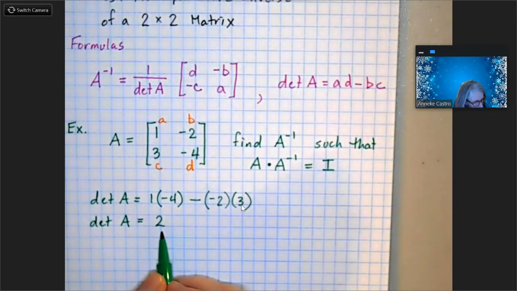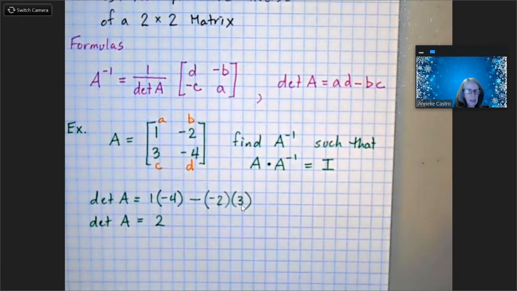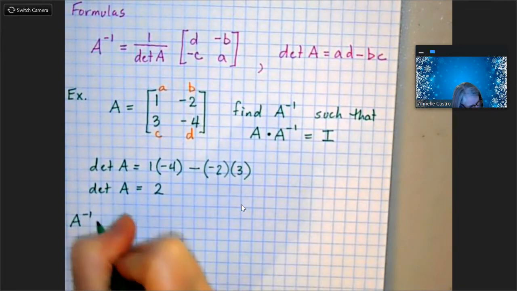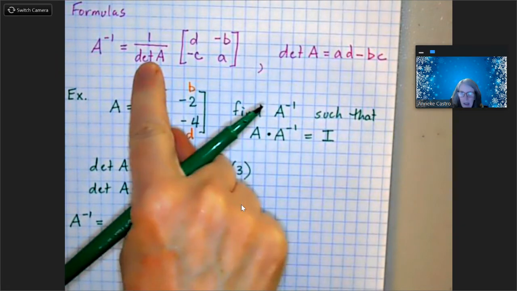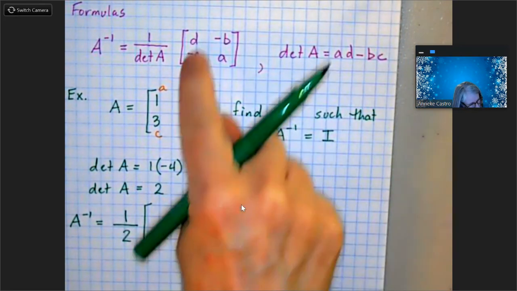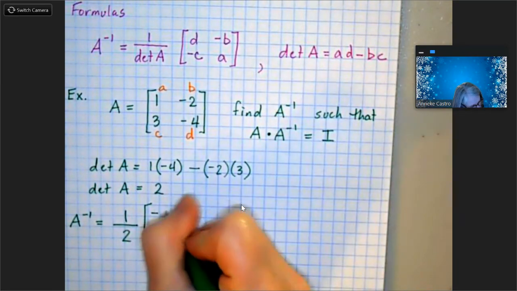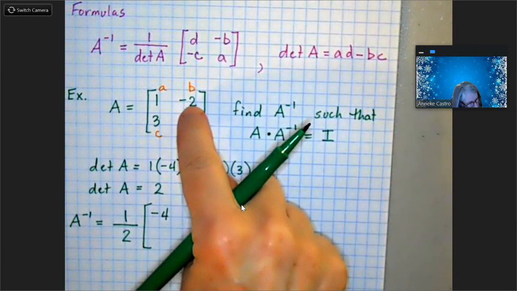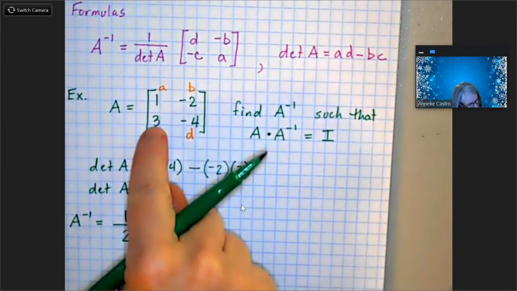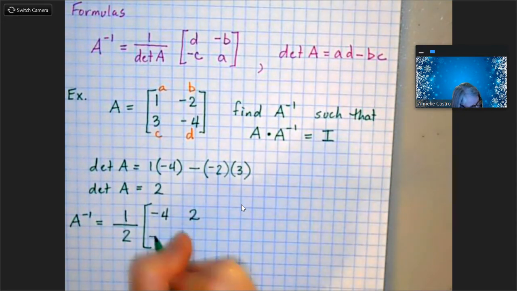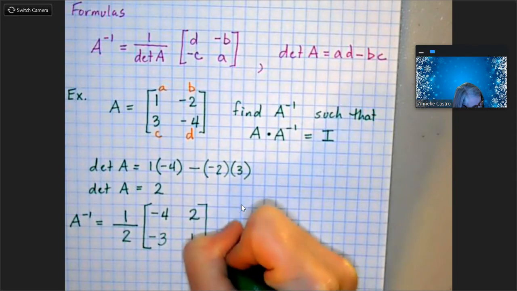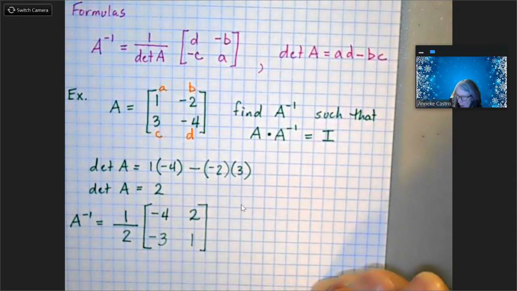Now I'm ready to do the next step, which is the inverse matrix. I'm going to use this formula right here. A to the -1 is equal to 1 over the determinant. The determinant of A we got was equal to 2. I'm going to multiply that by the matrix: D is -4. Negative B, well, B was -2, so the opposite of -2 would be 2. Then negative C, this was 3, so it becomes -3. And then A, my A was 1, so it goes right there. So there are all my values plugged into the formula.